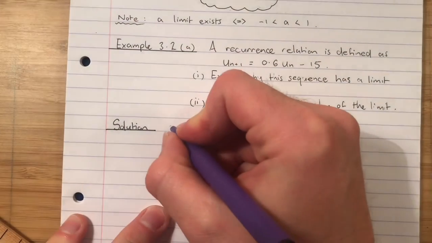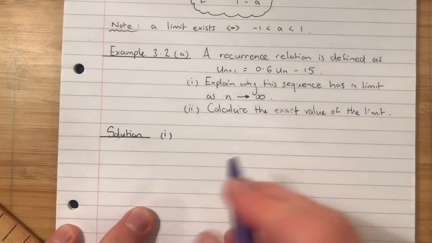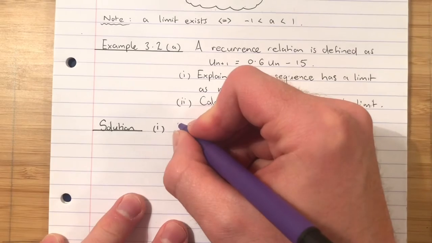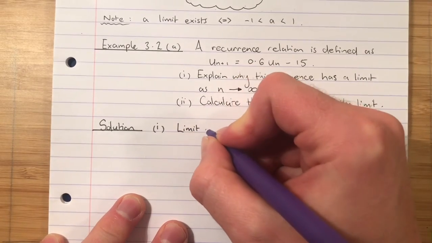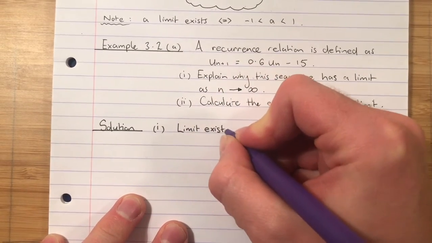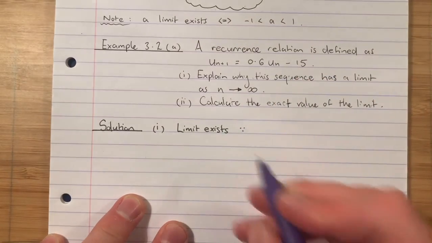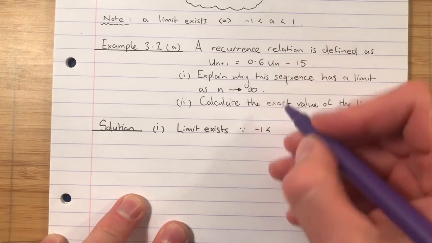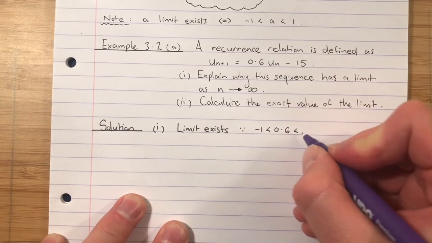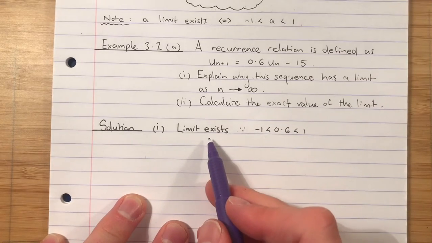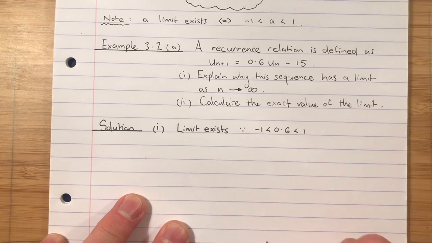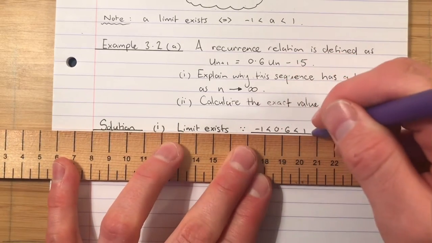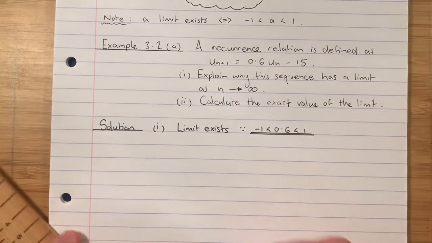Right, so explain why this sequence has a limit and calculate the exact value of the limit. Okay, so those two things are basically part one saying write this down and part two use this formula. So we will do solution, part one. Explain why this sequence has a limit. The answer to this type of question is always exactly the same. You write, limit exists since, negative 1 is less than, and the value of a is 0.6. So two dots at the top, one at the bottom means since. So you're really saying, I know a limit exists because that number lies between negative 1 and 1. That's how you know a limit exists.